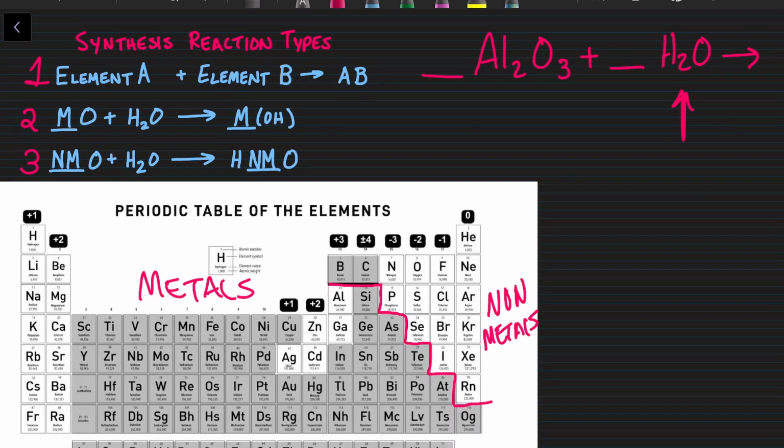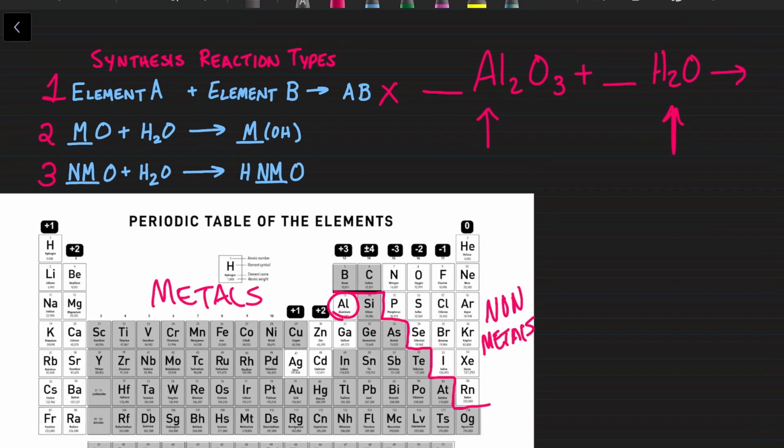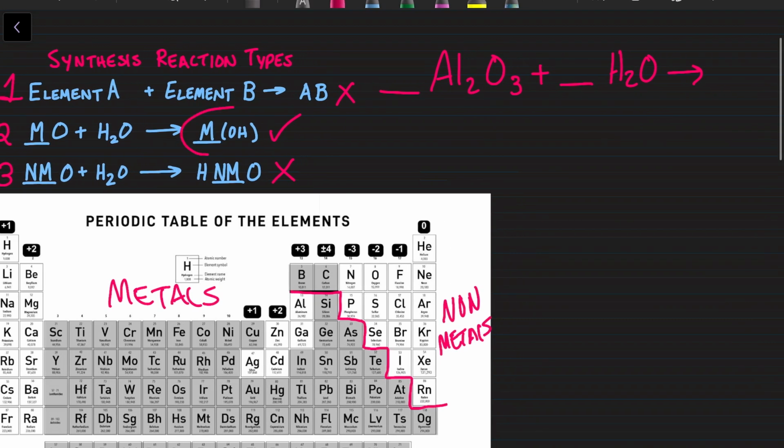Okay, here we have our last example. So in this one, we do have water, so it's not going to be case 1. So then we have to look at this area right here. Is this aluminum a metal or a non-metal? It is a metal. So we are going to use the second type of reaction. So now that we know this, we are going to combine them, and we are going to use the aluminum followed by hydroxide in parentheses.